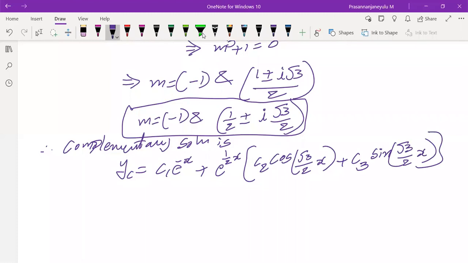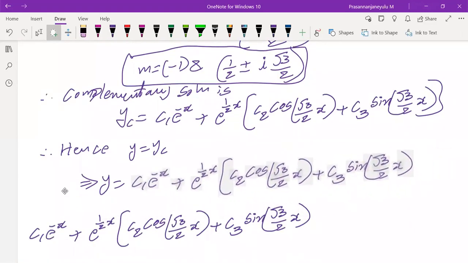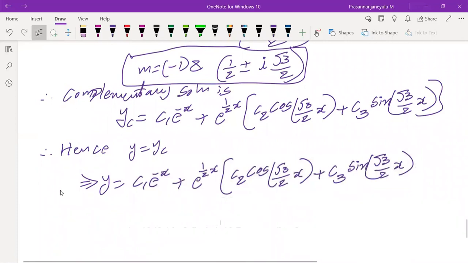This is the yc. Hence, y equals yc is the general solution. That implies y equals this, everything is our general solution of the given differential equation: c1 e power minus x plus e power x by 2 into (c2 cos of root 3 by 2 x plus c3 sine of root 3 by 2 x) is the general solution of the given differential equation.